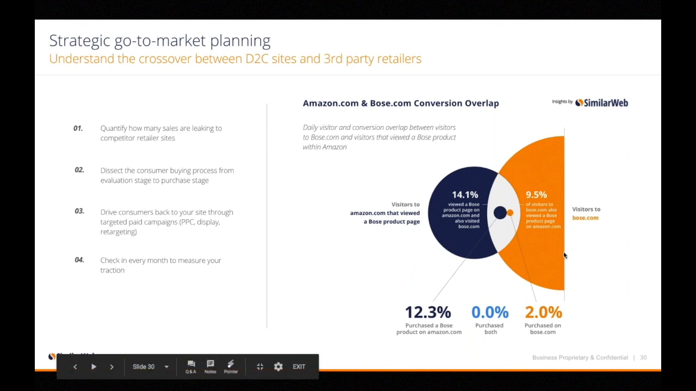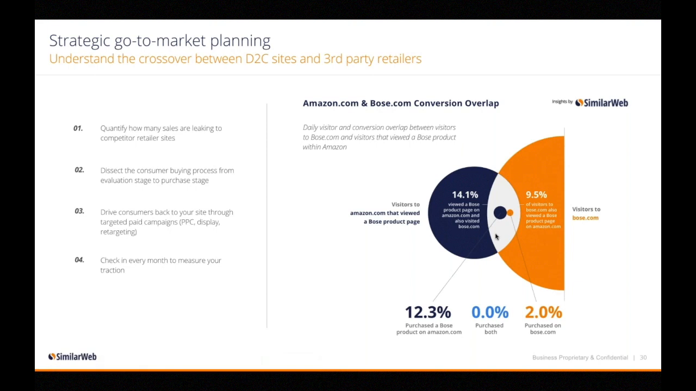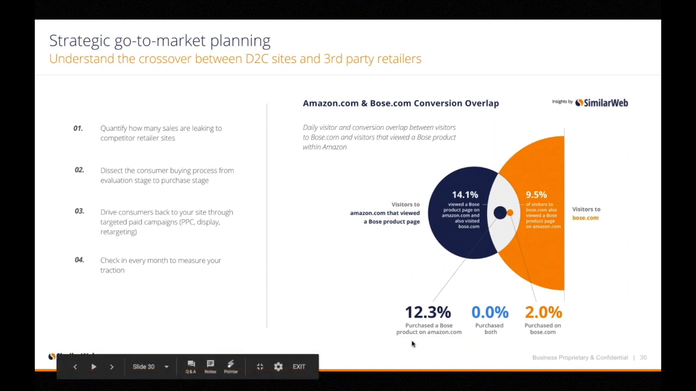And firstly, this is huge. This blows my mind. 14% of people that view Bose on Amazon go to Bose.com in the same day and view a product, which is really, really high. But what's slightly alarming for them is when a user is given the choice between buying on the direct-to-consumer site and buying on the marketplace, they're 6 times more likely to buy on the marketplace, where it's probably cheaper and it's probably faster delivery.